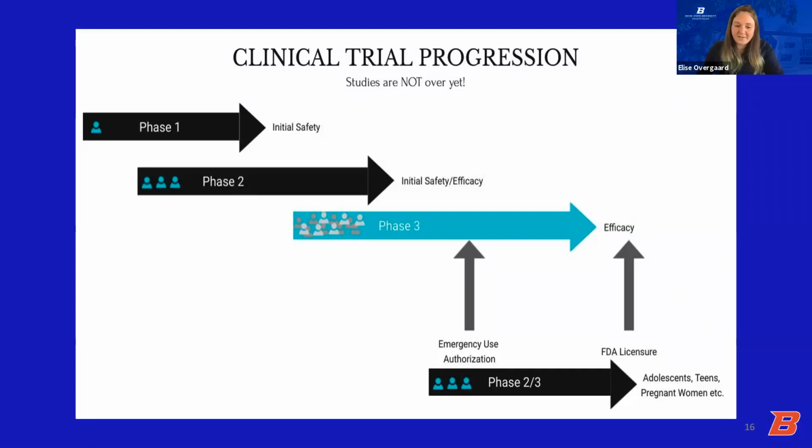Another thing I want to point out is that what's happening with COVID vaccines right now is emergency use authorization. So these vaccines are not actually licensed yet. Normally, they can't license a vaccine until all of the safety and efficacy data from all of the phases is submitted to the FDA. So right now we're just looking at emergency use authorizations. And I'm going to go over that in a minute too.